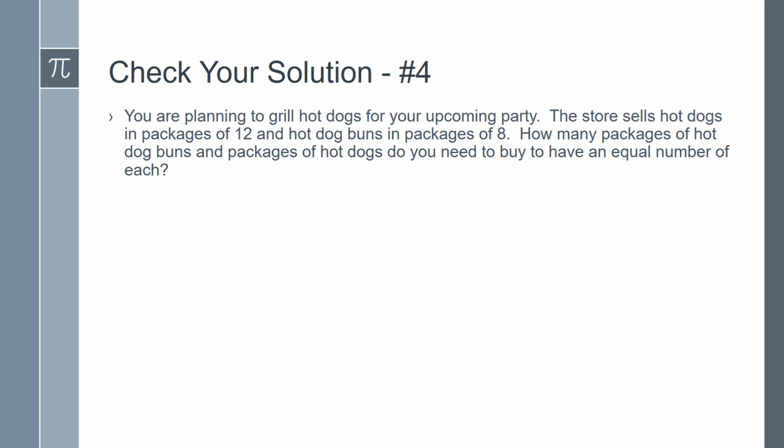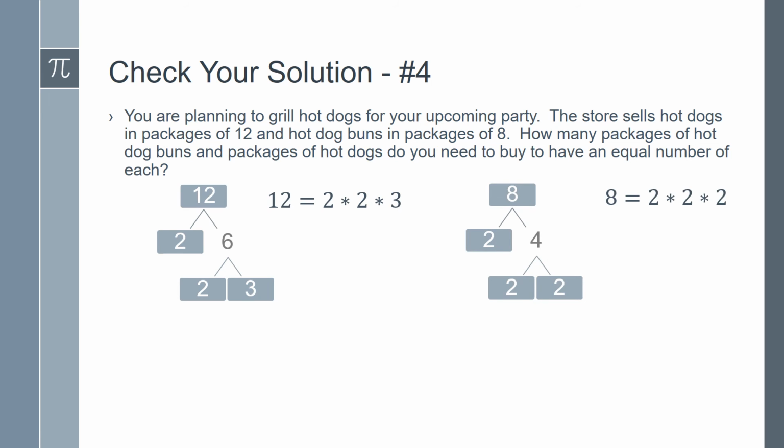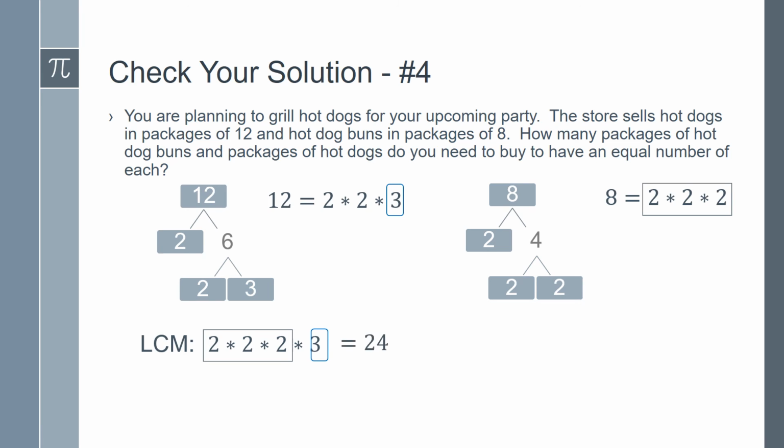First, we'll find the prime factorization of 12, which is 2 times 2 times 3, and the prime factorization of 8, which is 2 times 2 times 2. So the prime factorization of the least common multiple is 2 times 2 times 2 times 3, or 2 cubed times 3. And the actual least common multiple is 24.